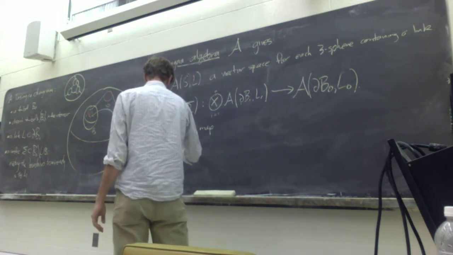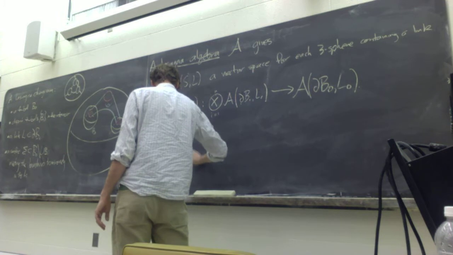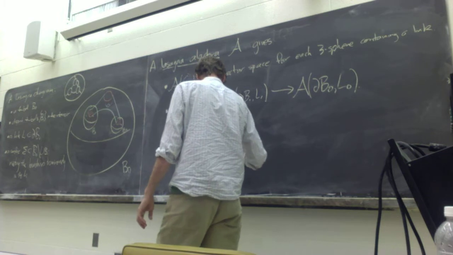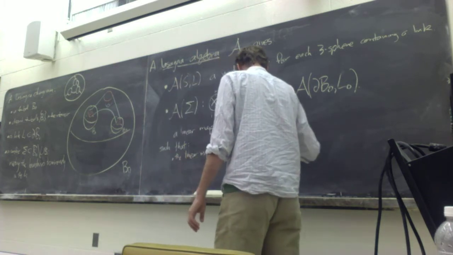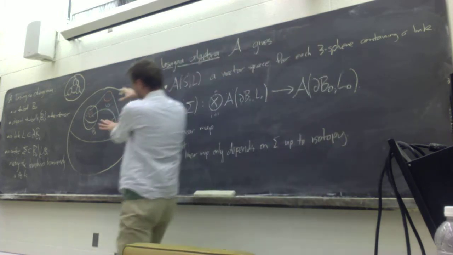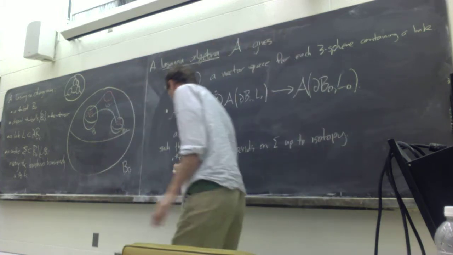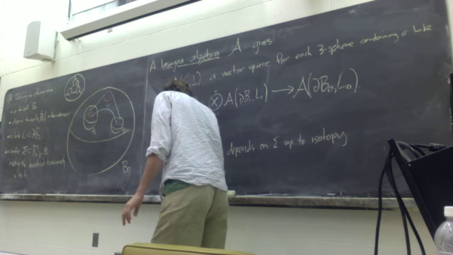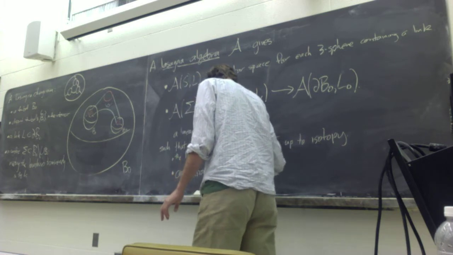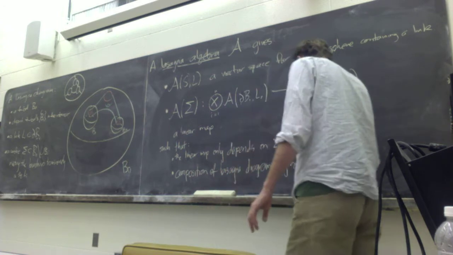What do we need to say such that the linear map only depends on sigma up to isotopy? Fixing everything else, in particular fixing the boundary links, if we just move sigma around the interior, that's not allowed to change the linear map. And that composition of lasagna diagrams gives compositions of linear maps.